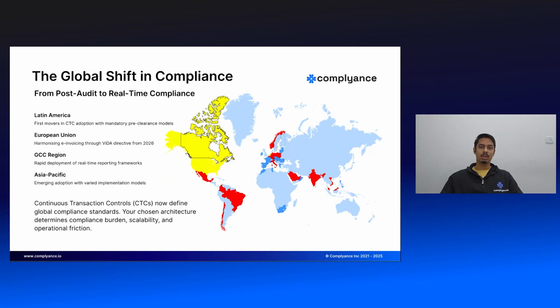If you see other regions like the GCC and Asia Pacific, they are seeing these models in practice, and they are trying to implement them in a different way, in a decentralized way, that is the DCTC models. A few countries in Asia Pacific and the GCC are going with CTC models, but many countries are adopting a hybrid model as well as DCTC models. The shift to continuous transaction models is seen throughout the globe.